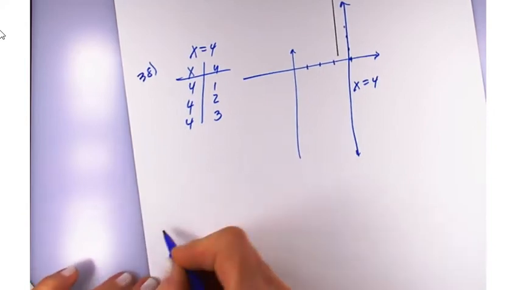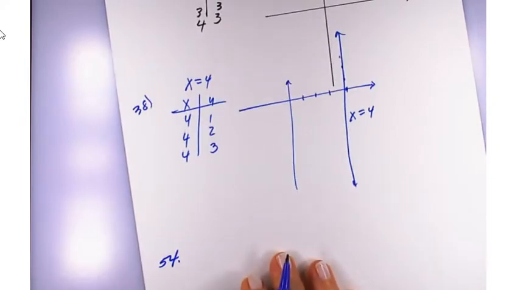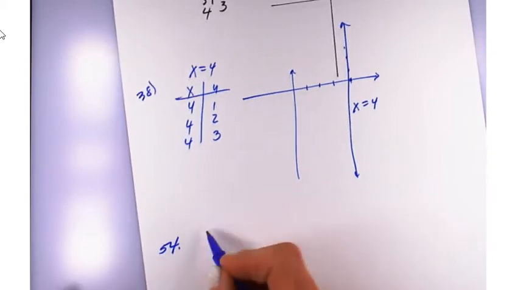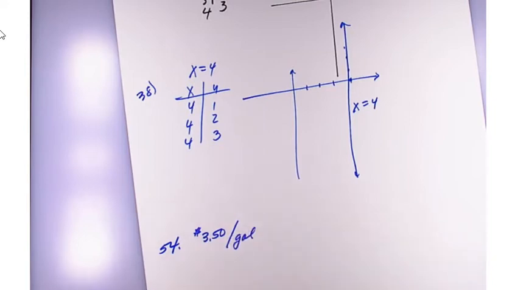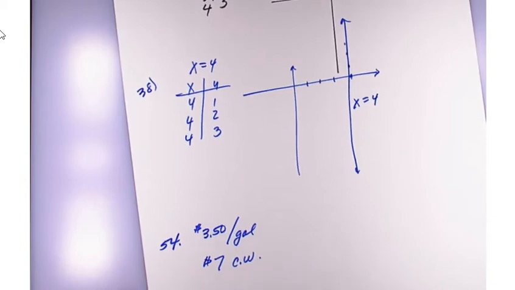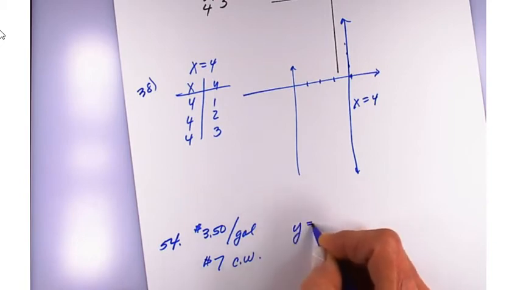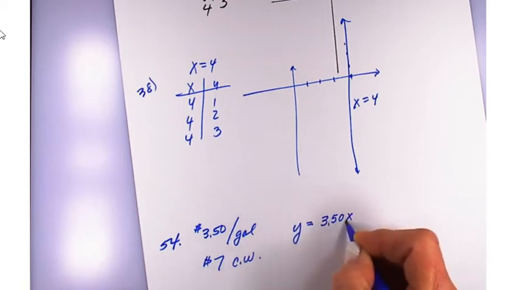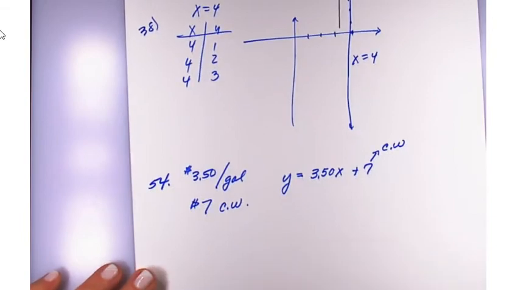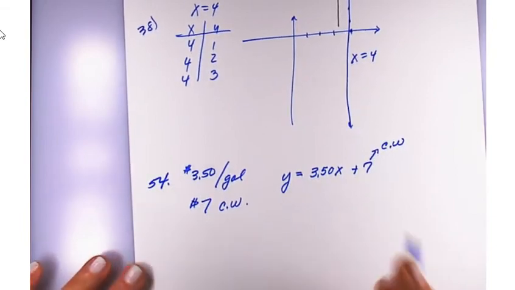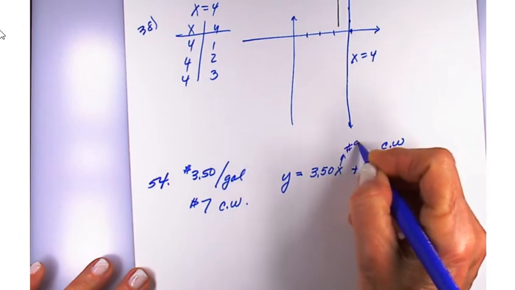Number 54. A gas station is selling gasoline for $3.50 per gallon. Wow. And charges $7 for a car wash. The cost, Y in dollars, for X gallons of gas looks like this. Y equals $3.50 times X plus 7. So that's the car wash, because you only get one car wash and it doesn't change value. And this would be the number of gallons, and that will give you the total cost.